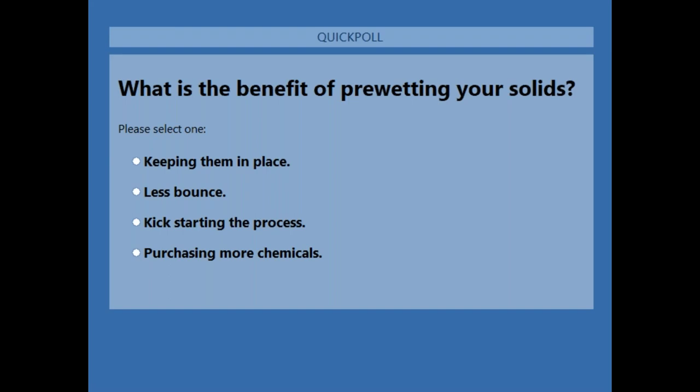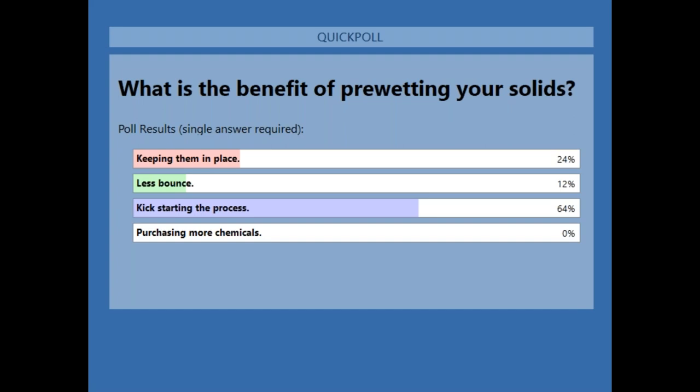So people are responding. We've got about 65% of the group has voted. And we'll give a little more time. Okay, we're close to 80%. Very good. So let's see what we have. All right, so Bruce, 24% said keeping them in place. 12% said less bounce. 64% said kickstarting the process. 0% said purchasing more chemicals. Excellent.